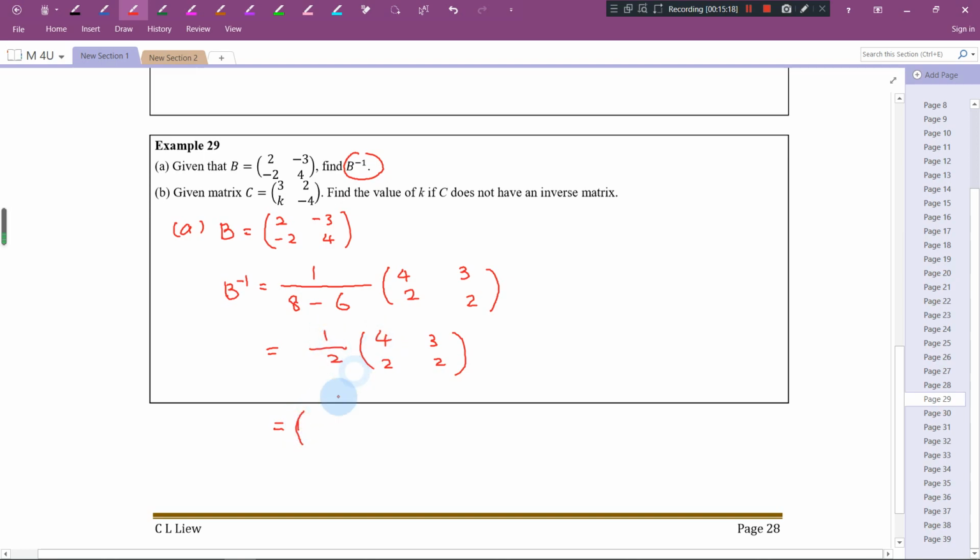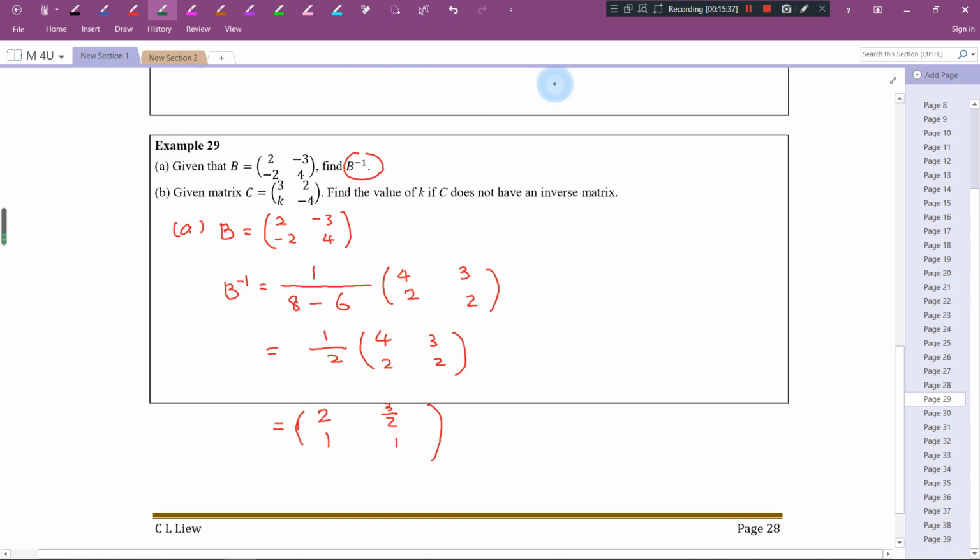1 over 2 times 4, you will get 2. 1 over 2 times 3, you will get 3 over 2. 1 over 2 times 2, you will get 1. And here the same thing, you will get 1. Okay, so this is the inverse matrix of matrix B.